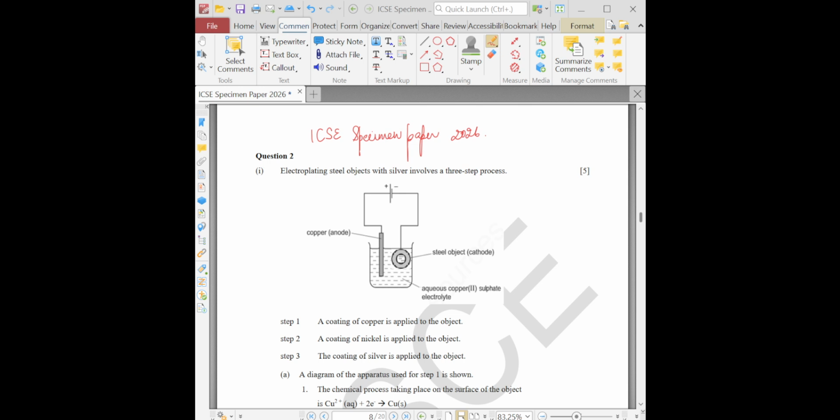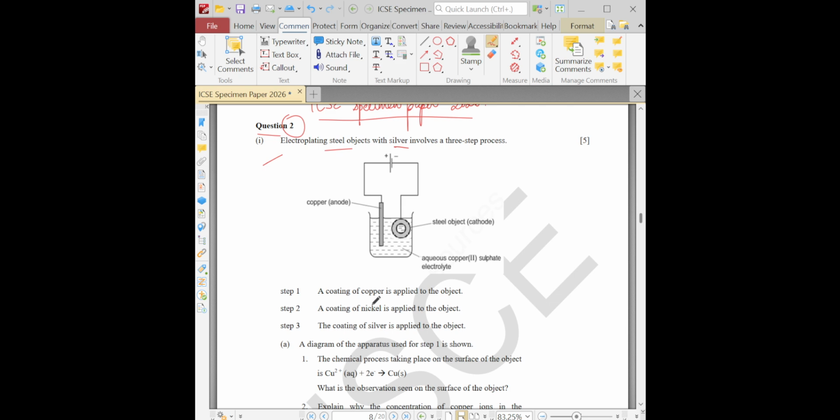Okay, so we now start with the second question of ICSE Specimen Paper 2026. Question number 2 says that this diagram shows the electroplating of a steel object. This object is made up of steel, right? And it is to be plated with silver. So there are three steps. The first step is a coating of copper applied to the object, then a coating of nickel is applied to the object, and finally a coating of silver is to be applied, right.